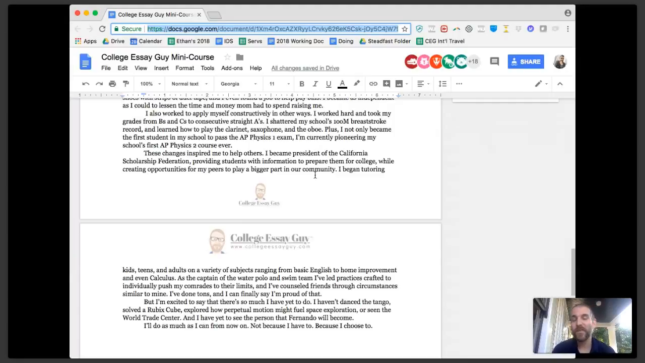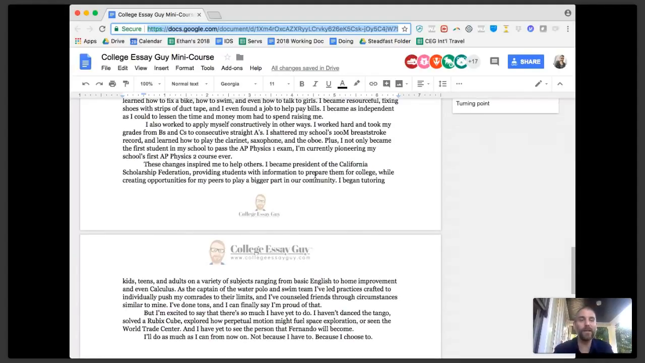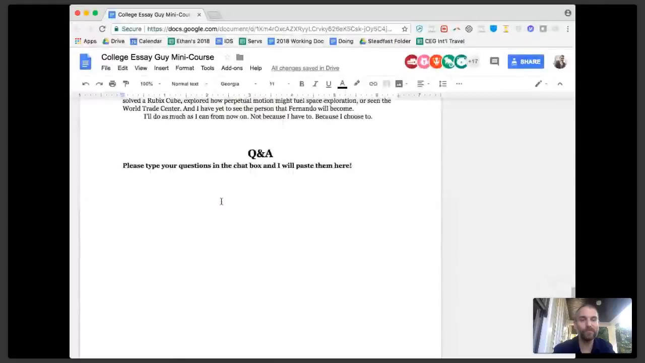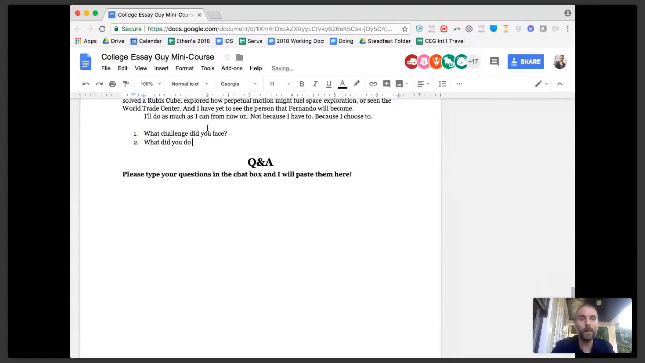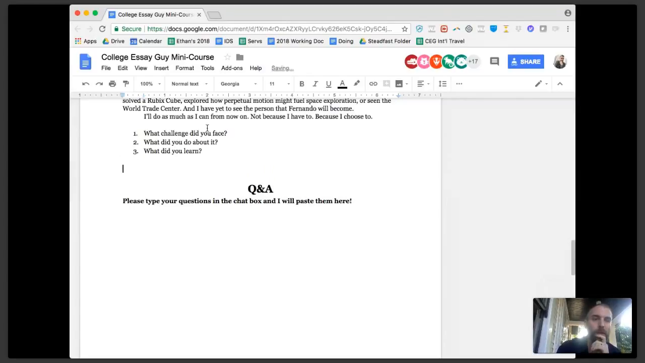So, the simple 3 parts of this structure. I've mentioned 5, but really the student is answering this. 1, what challenge did you face? 2, what did you do about it? 3, what did you learn? Those are the simple 3 questions to answer for the narrative structure in about 1/3, 1/3, 1/3. Okay. Now, I love this essay.